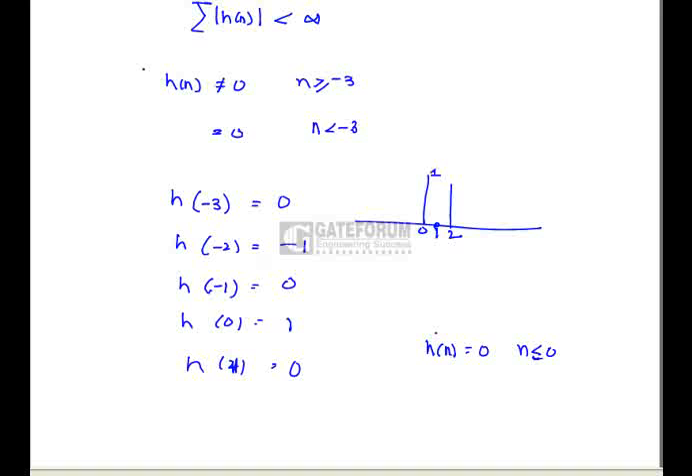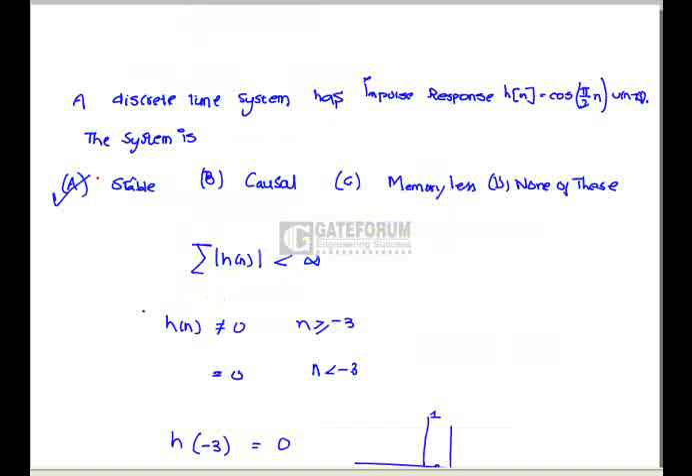If we want to check the memoryless condition, h of n has to depend only on the present value of n. But here, if we take n as 0, we get cos 0 u of 3, which depends upon the future value of the input. Hence it is a memory system. So it is a stable system, hence option A is correct.